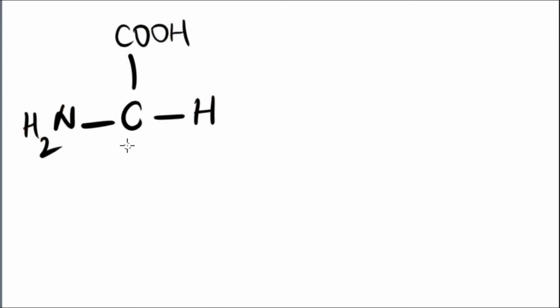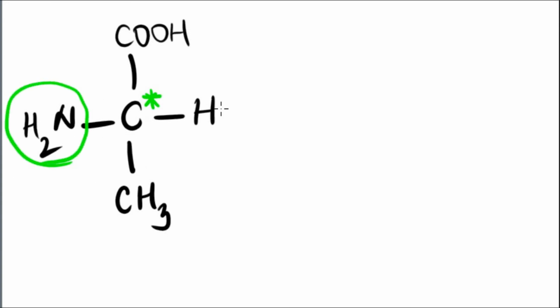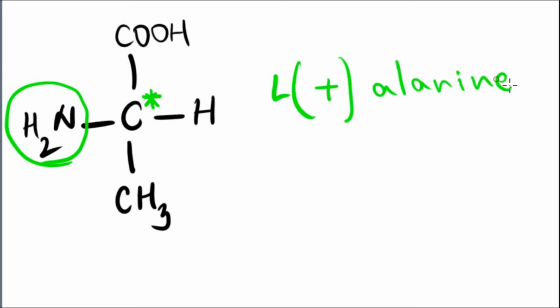So here's an example. We're going to draw an amino acid. An amino acid always has the functional groups, the carboxylic acid and the amine group. This amino acid, for example, is alanine. You can see that the amine group here is on the left side, and therefore this compound is going to be L-positive alanine. And you can see that this carbon has an asterisk and hence it is a chiral compound because it has 4 different groups surrounding it.